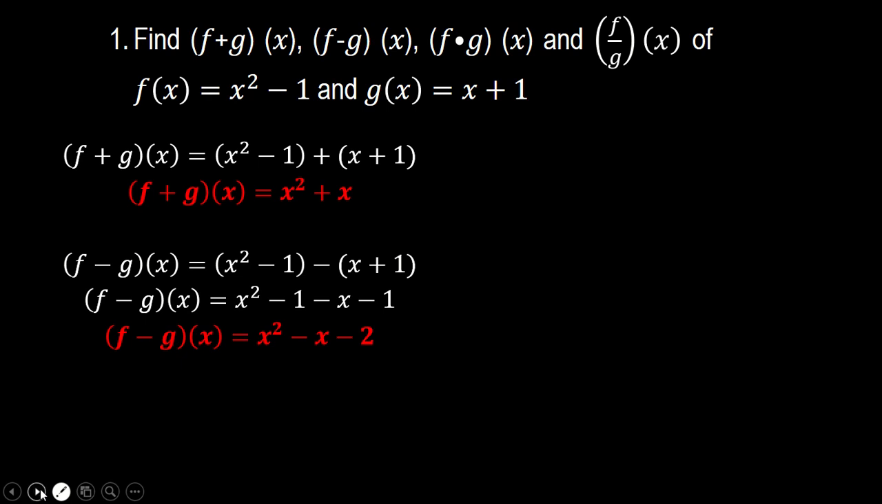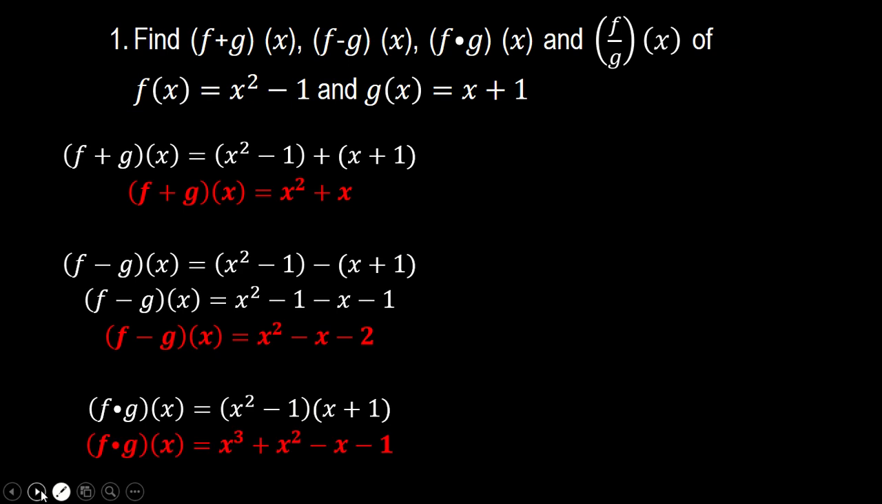Next one, for the product. All we need to do is to apply the FOIL method, and we'll obtain x cubed plus x squared minus x minus 1.